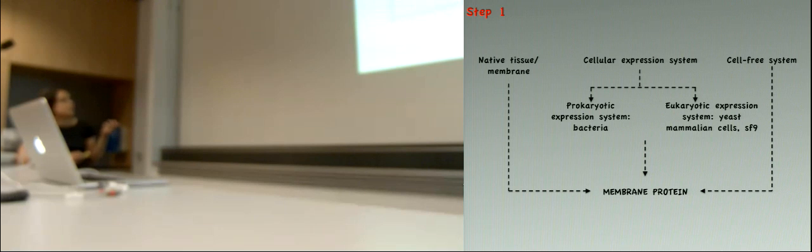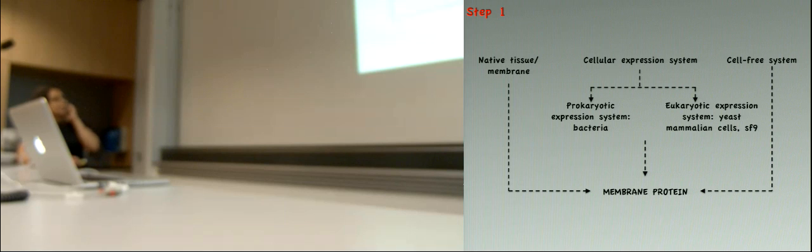If you are working with bacteria, you can directly go to the prokaryotic expression system. If you are working with mammalian proteins, then you have to select the eukaryotic expression system, because sometimes you can express mammalian or human protein using the prokaryotic system, but the problem is that the transcription and translation processes are different. So you have to pick the right system to get your protein.